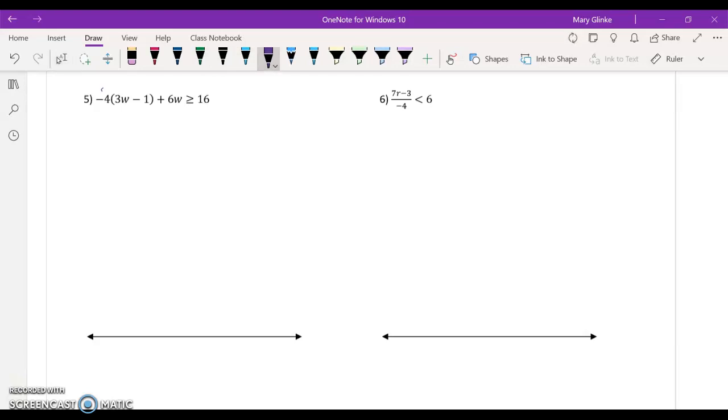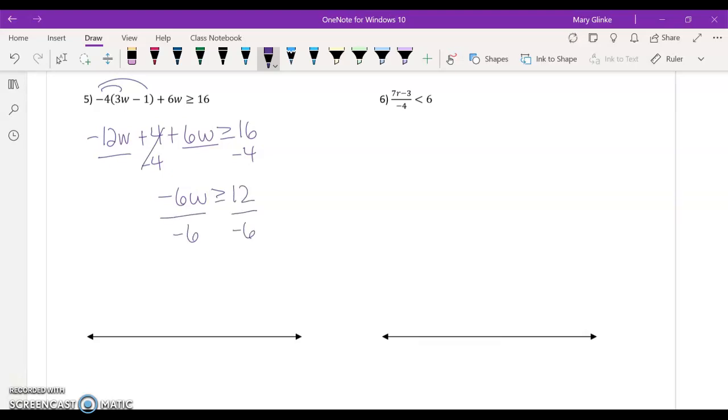So now that you've tried these, let's take a look at what we should have. We have -12w plus 4 plus 6w is greater than or equal to 16. So we combine like terms and move that 4 on over. And right here, we're going to divide both sides by -6. And this is when, again, you're dividing both sides by a negative. So our sign has to switch from greater than to less than. So we should get w is less than or equal to -2.